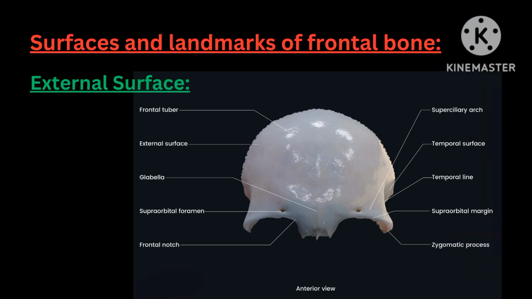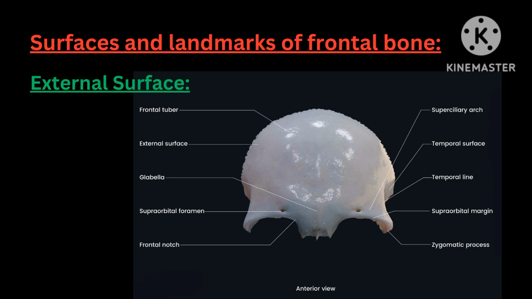Surfaces and landmarks of the frontal bone. The frontal bone has an external and an internal surface. Several anatomical landmarks and structures can be found on each surface. The external surface of the frontal bone features the following landmarks: two frontal eminences; two supraorbital margins, featuring the frontal notch, or foramen; supraorbital notch, or foramen; two superciliary arches; glabella; temporal line; temporal surface; and two zygomatic processes. The frontal eminence is a round elevation on each side of the frontal bone.